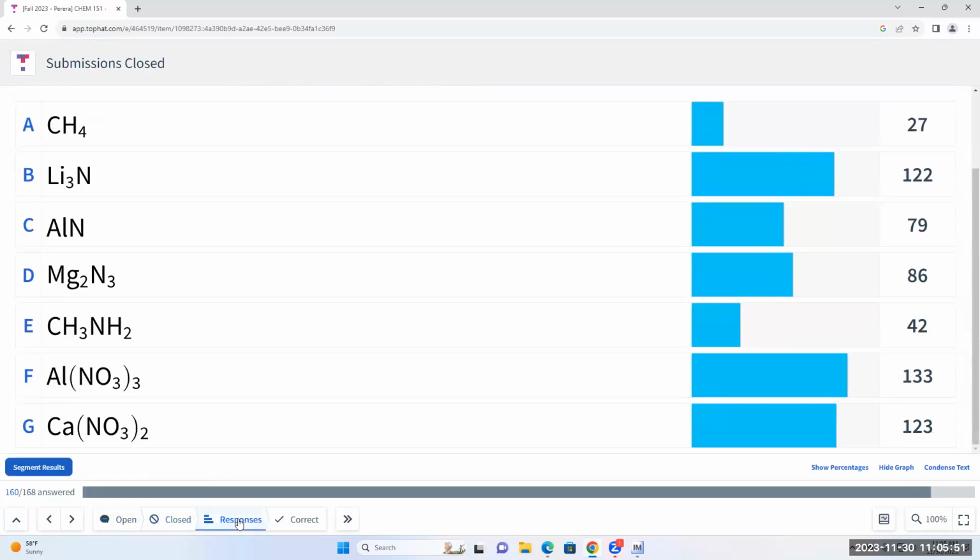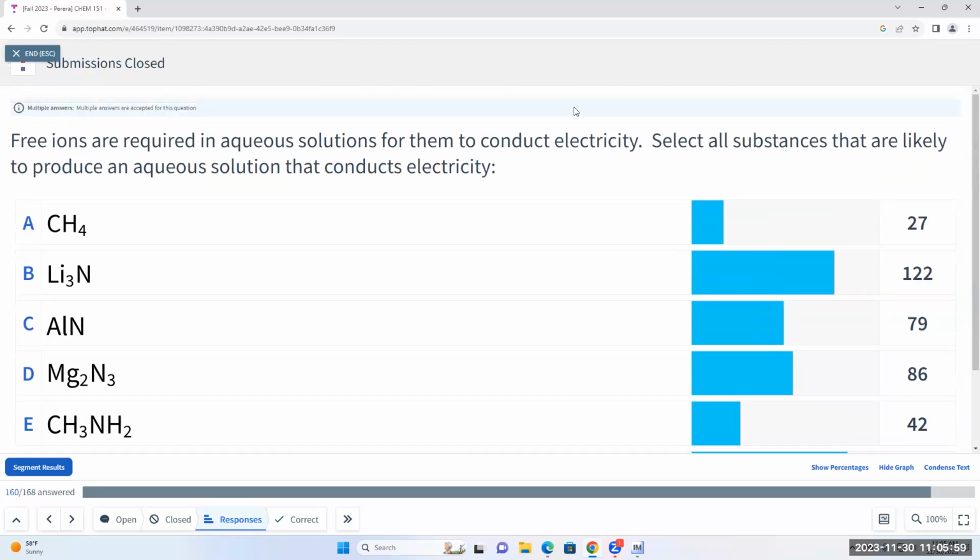And here are our responses. Okay, these are our options. Okay, some of them are the correct answers. All right, anyway, so let's do this.